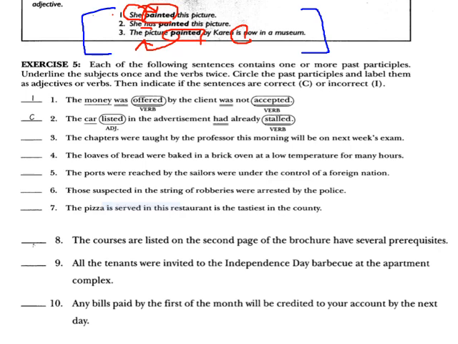Fine. Now let's do the exercise. Now, the first sentence: the money offered by the client was not accepted. Fine. Now the money is the subject. Was offered is the verb. Why is it a verb? Because here we have the past participle offered accompanied with verb to be, which is was. So offered is part of the verb, past participle part of the verb. Was offered is the verb.